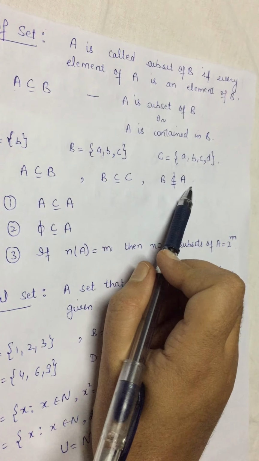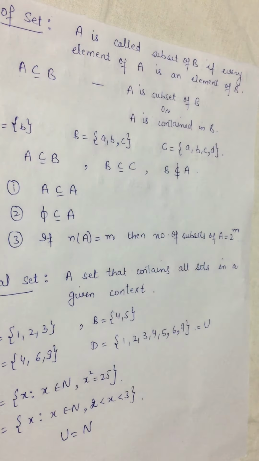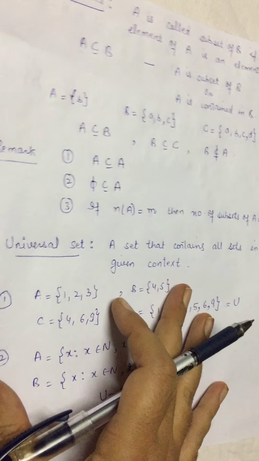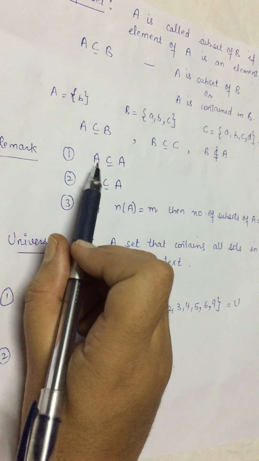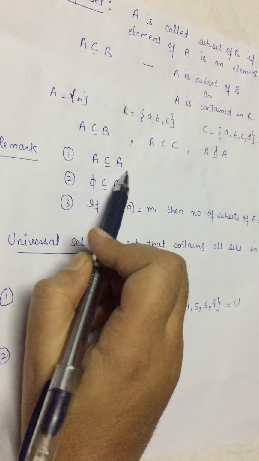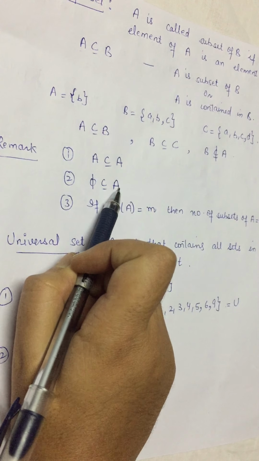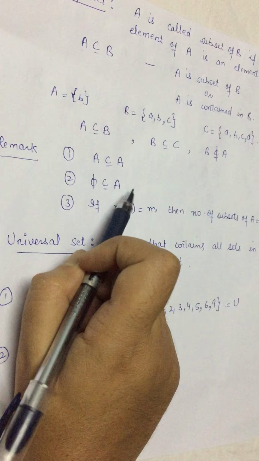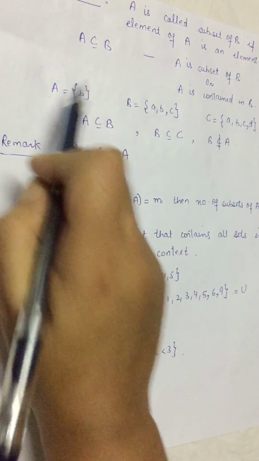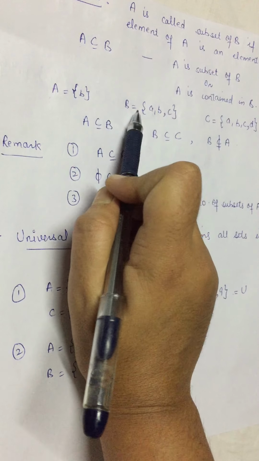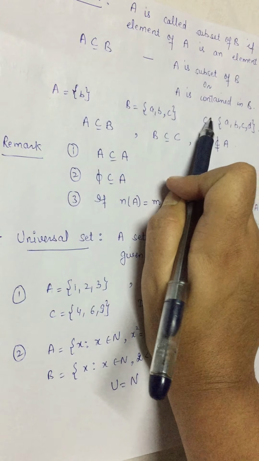So D is not a subset of A. So this is a definition of subset of a set. In subset of set we have three important points. First is every set is a subset of itself, and second is empty set is always a subset of any set. If I have a set A, I can write phi is a subset of A. If B is a set, then B is always a subset of itself. C is always a subset of itself.